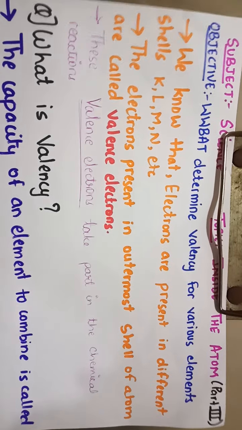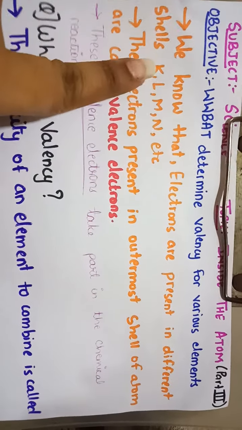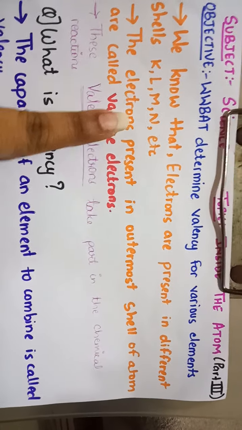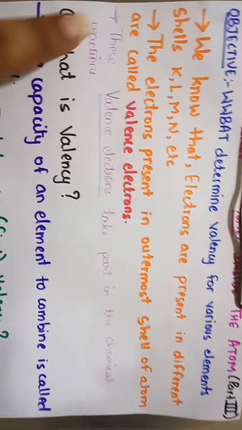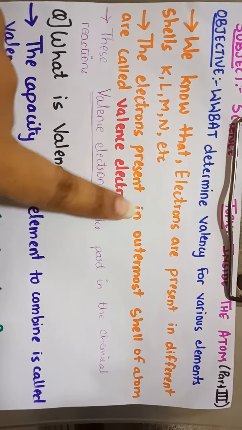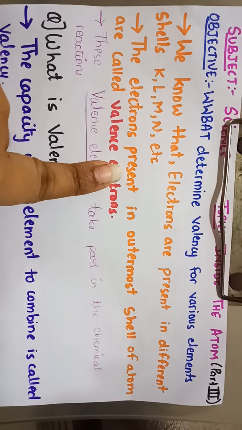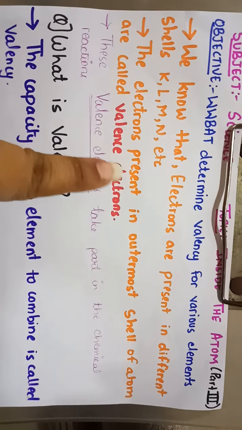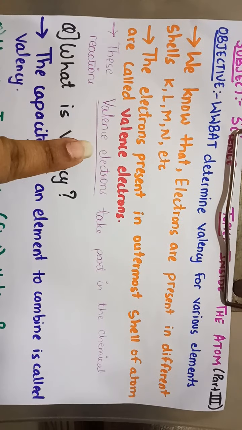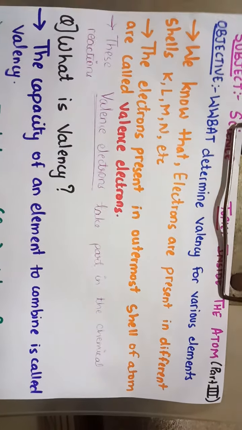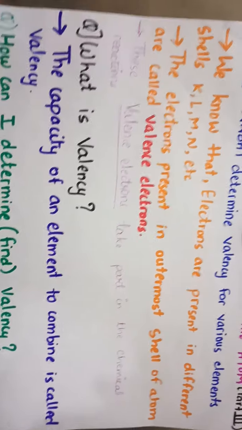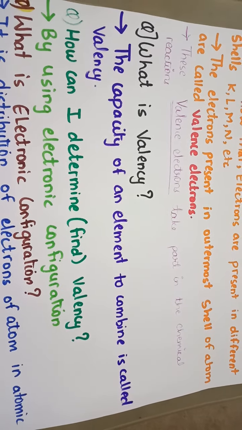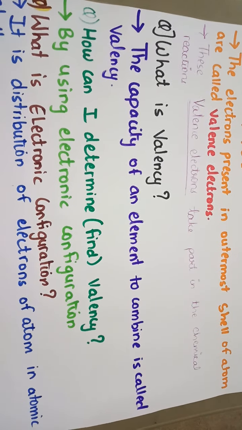We already know that the electrons are present in different shells, that is K, L, M, N, etc. These electrons present in the outermost shell of the atom are called the valence electrons. Those electrons which are there in the outermost shell of that particular atom are the valence electrons. These valence electrons are basically responsible for taking part in the reactions. So what do you mean by valency? The capacity of an element to combine is called valency.